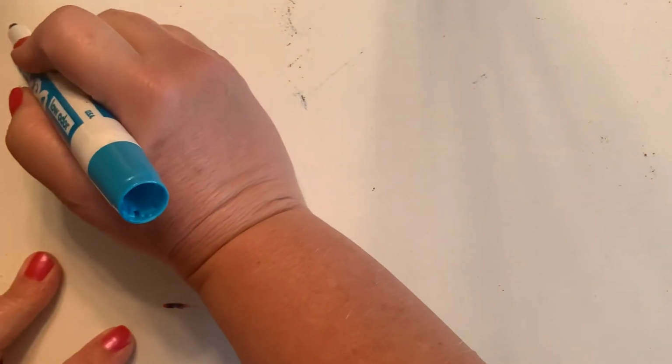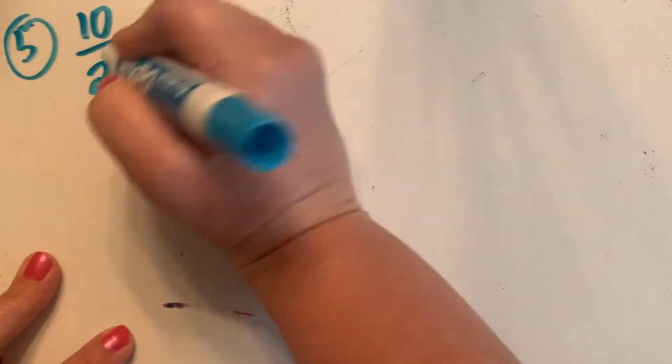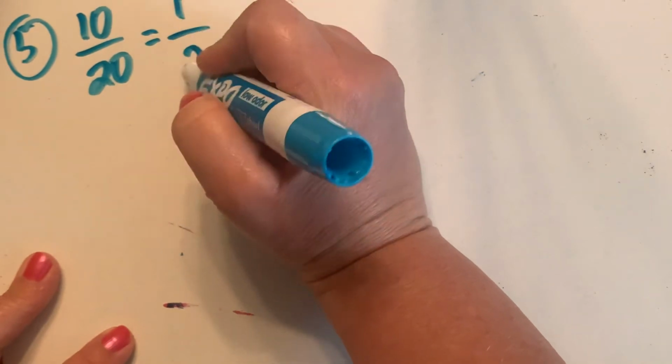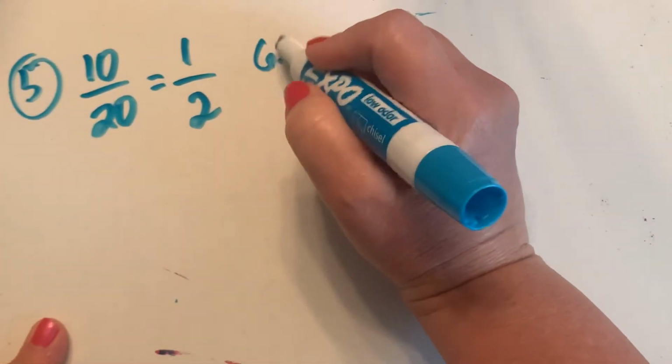Now, number 5, what is number 5? I'm not even going to make you write number 5 out. We have 10/20. We know that's already 1/2 because we've already done that. Oh, that's an easy one. Let's look at number 6.